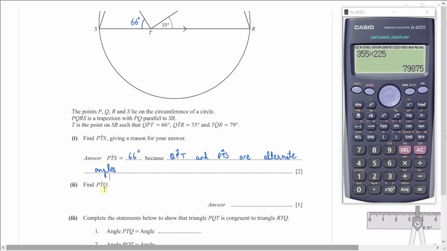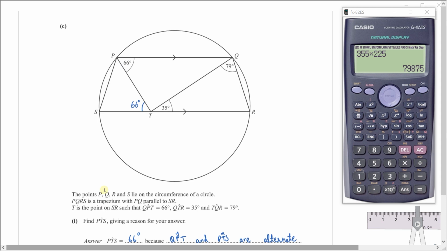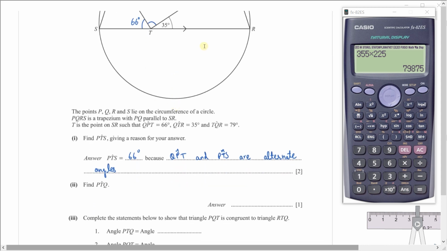The next part is find angle PTQ. So angle PTQ is this angle in the middle, and we know that SR is a straight line. So 66 plus PTQ plus this angle 35 should equal 180 degrees because it's a straight line. So this will give you angle PTQ as 180 minus 35 minus 66. So this is 79 degree.